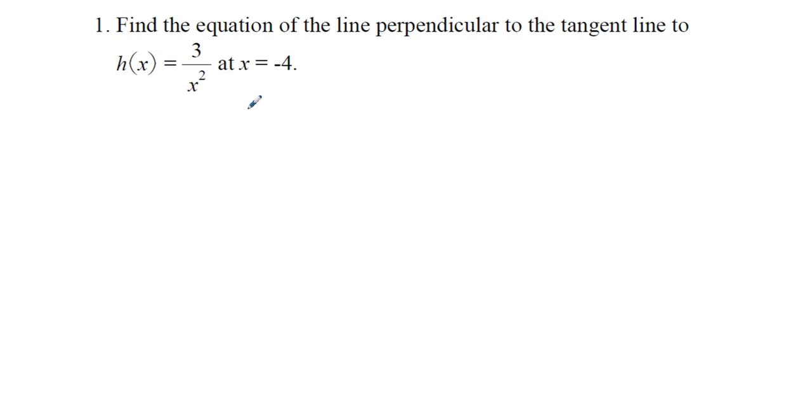One, find the equation of the line perpendicular to the tangent line, and we have a function. I'm going to put over here on the right a point. A point is an x-coordinate and a y-coordinate, and often we are given the x-coordinate to start with, as is the case here, which we have -4.